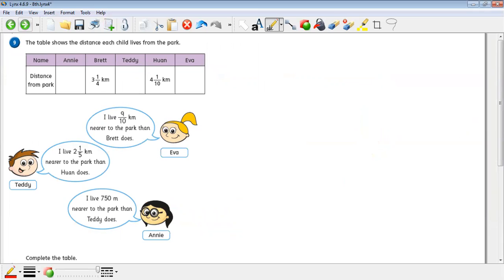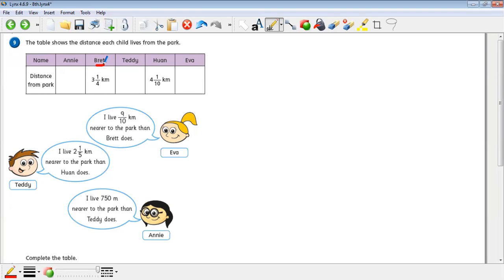Lastly, right, the table shows the distance each child lives from the park. So we've got this table here. Then we've got a few children who are saying how far they are, but they're saying how far they are away compared to others. So Eva here says, I live 9/10 of a kilometre nearer to the park than Brett does. But you notice the table is the distance from the park. So her distance is going to be 9/10 less. Okay, so we need to find Brett.